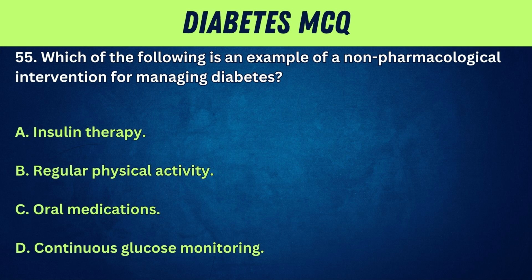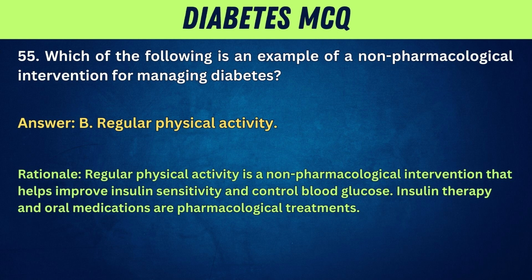55. Which of the following is an example of a non-pharmacological intervention for managing diabetes? A. Insulin therapy. B. Regular physical activity. C. Oral medications. D. Continuous glucose monitoring. Answer: B. Regular physical activity. Rationale: regular physical activity is a non-pharmacological intervention that helps improve insulin sensitivity and control blood glucose. Insulin therapy and oral medications are pharmacological treatments.